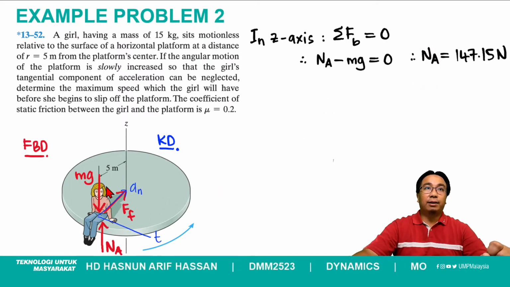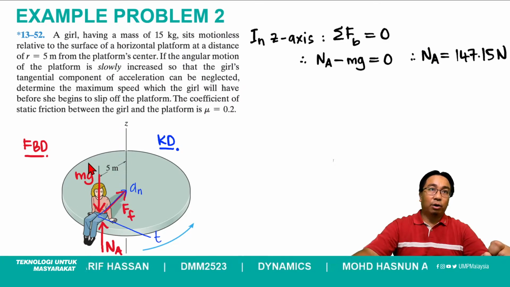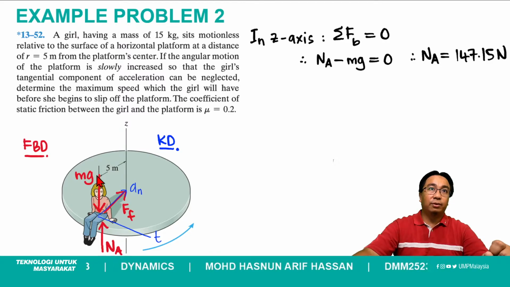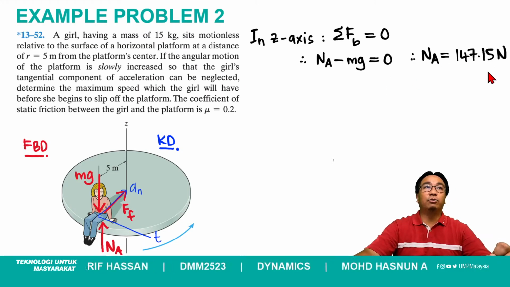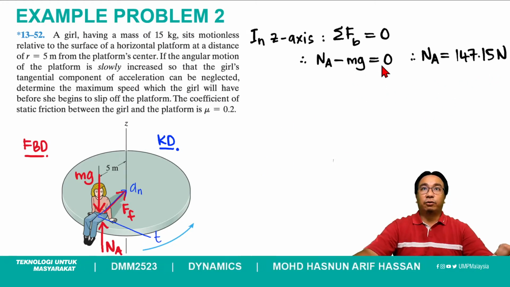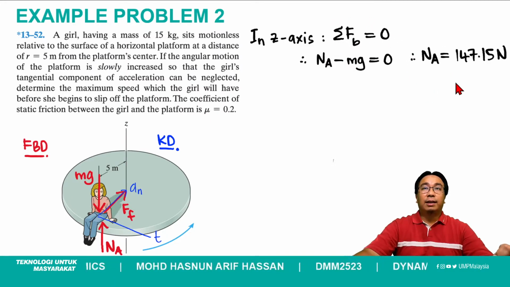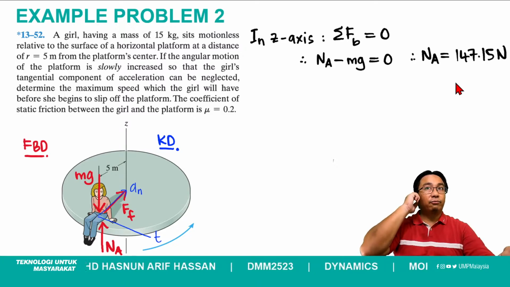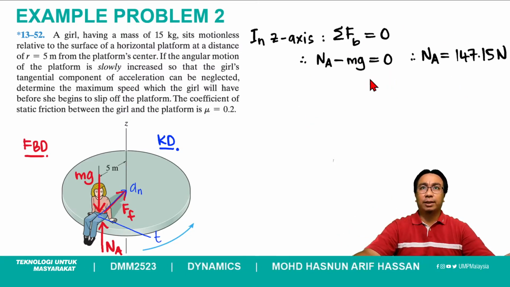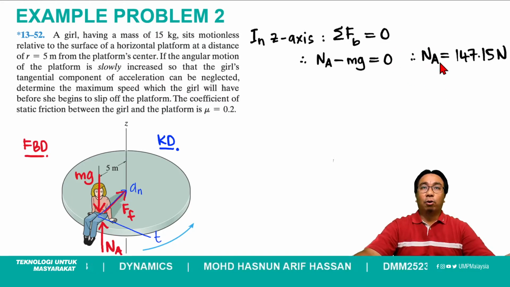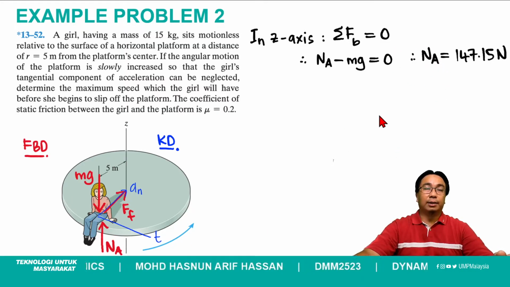So by referring to our free body diagram, we know that Na is positive and mg is negative, so Na minus mg equals 0. So we get the value of Na from this formula: Na is equal to 147.15 Newton. Okay, this is our normal force acting on the girl.